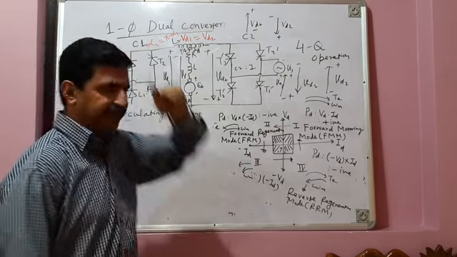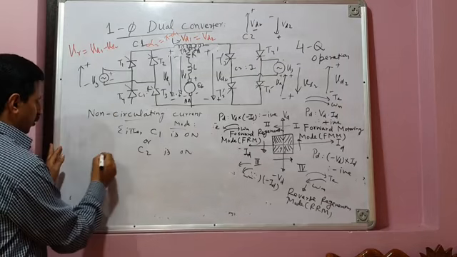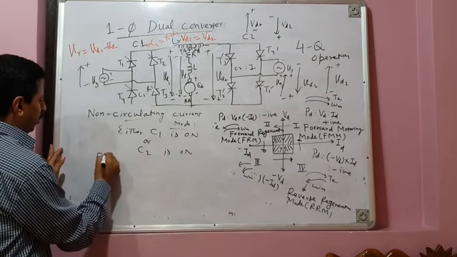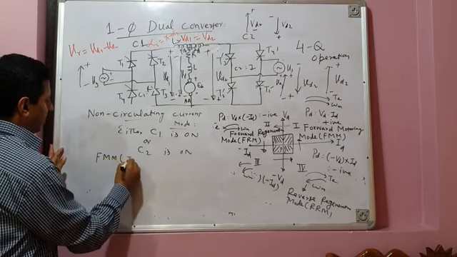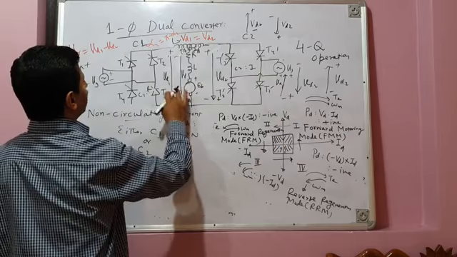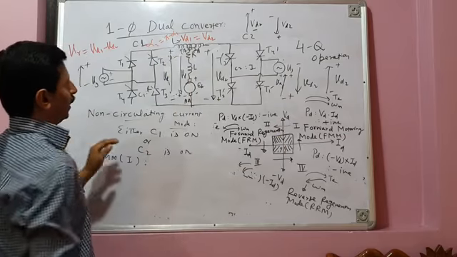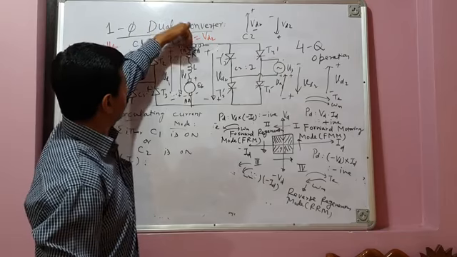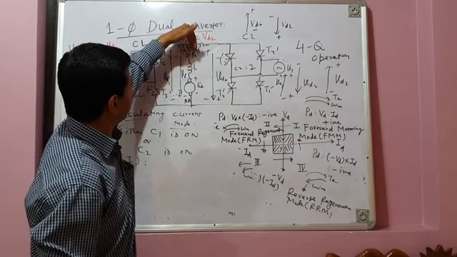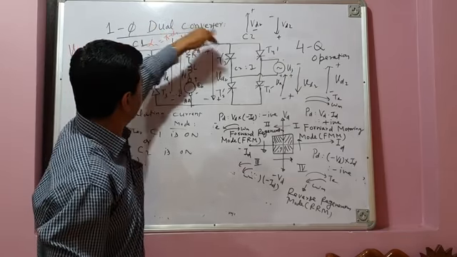Let us start with first quadrant. Forward motoring mode, FMM. That is quadrant 1. In quadrant 1, average output voltage is positive, current is positive. So your average output voltage should be positive like this. Current should be positive. Positive means current should enter. Therefore, current enter होने का मतलब हुआ current यहाँ से आनी चाहिए and it should enter terminal A.